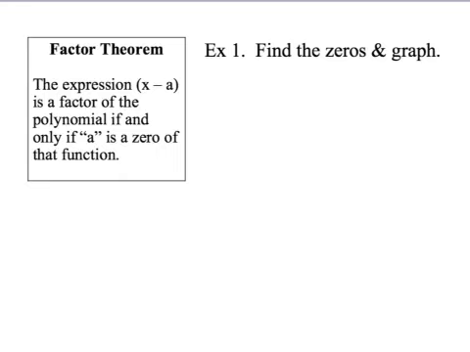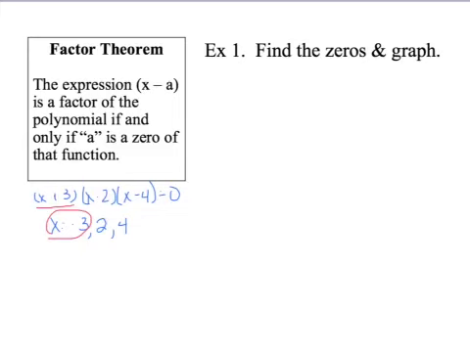Go back to the second review example we did, where we had x plus 3 times the quantity x minus 2 times the quantity x minus 4 equals 0. And we got x to equal negative 3, positive 2, and positive 4. Let's take negative 3. Negative 3 is a 0. I can rewrite that 0 as x plus 3 and put it in factor form. Or if I know that x plus 3 is a factor, you solve that for x and you get x equals negative 3 as a 0. So both the conditional statement and the converse are true.